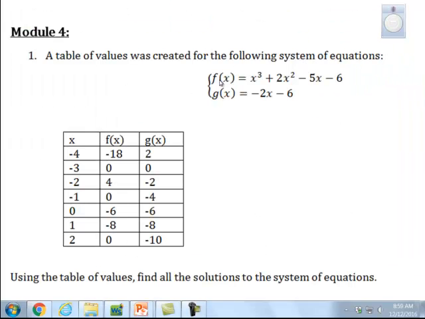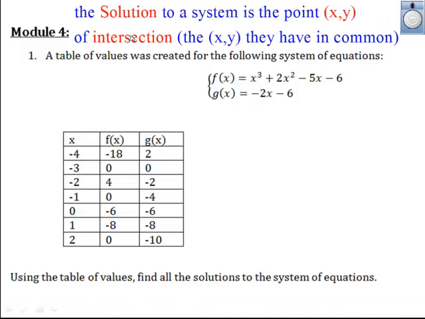All right, let's continue with this. So number 1, it says a table of values was created for the following system. Now, we have to remember that when it comes to a system, the solution to a system is a point, an xy of intersection. So basically it's an ordered pair that they have in common.